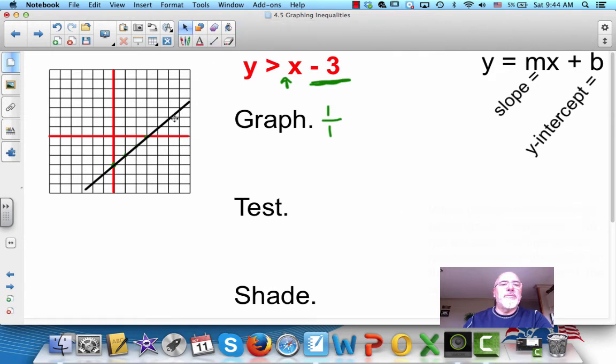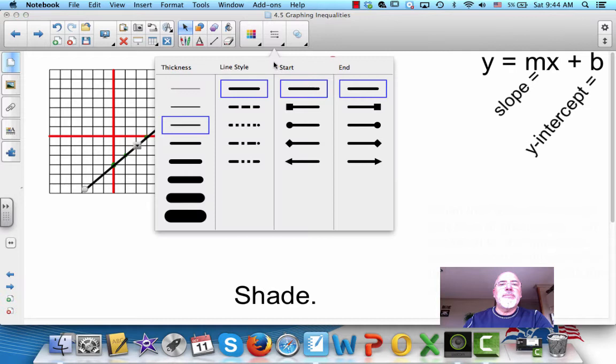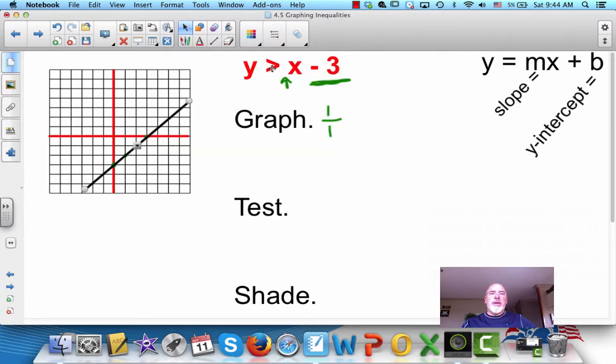Let's put our arrows on our line. And then there's one other thing. Whenever it says y is greater than x minus 3, it does not say y is greater than or equal to. If it said y is greater than or equal to, it would include everything on that line. But because it only says greater than, that means we do not include the line. So we make it a dashed line. That's how we indicate in algebra that the line does not include the answer.